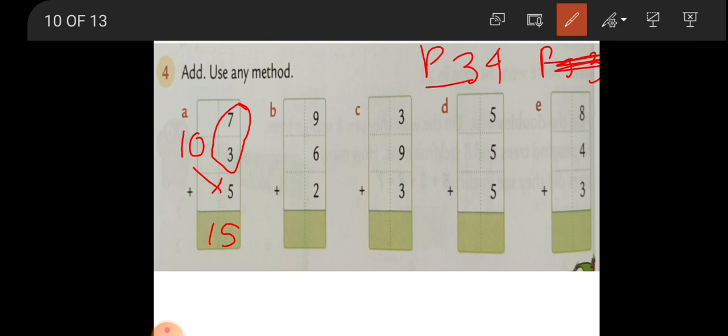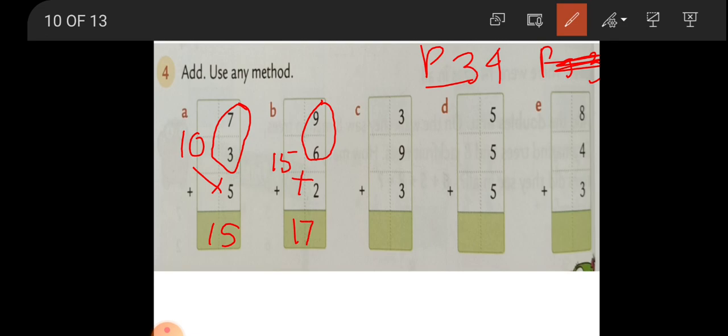It becomes easy. Now here nothing like that, no double and no 10. So first what we will do, we will add 9 plus 6. So 9 in mind, 6 fingers up, 9, 10, 11, 12, 13, 14, 15. Here you get 15. Now 15 plus 2 you do. So 15 in mind, 2 fingers up. After 15, 16, 17. So here you get 17.